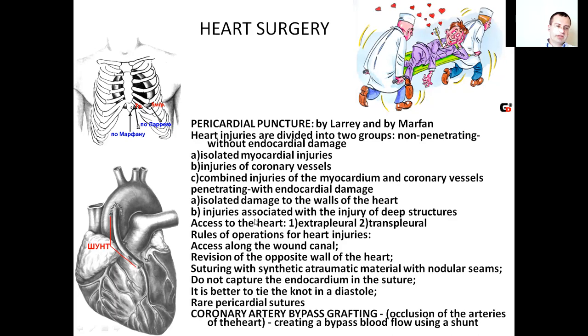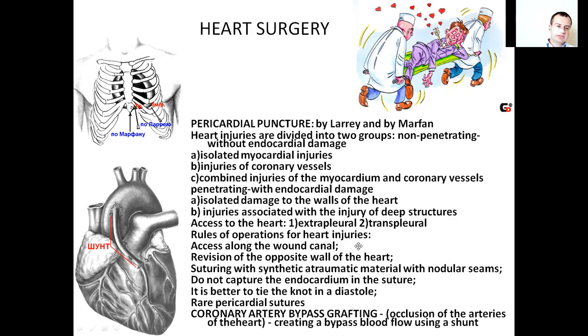They are divided into isolated damage to the walls of the heart and injuries associated with injury of deep structures. Access to the heart: extrapleural, transpleural. Rules of operation for heart injuries: access along the wound canal, revision of the opposite wall of the heart, suturing with synthetic atraumatic material with nodular seams. Do not capture the endocardium in the suture.